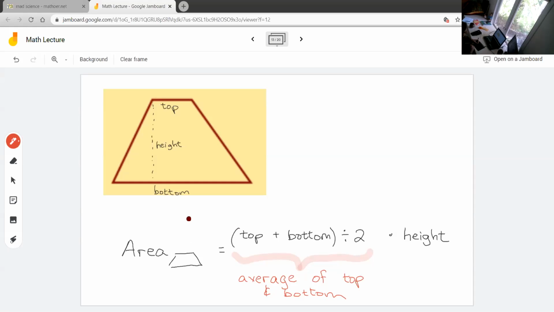So if it helps you to remember the formula, you can remember it this way. I'm taking the average of the top and bottom and multiplying by the height. And that sort of emphasizes that the top and bottom are equal. It's not like one has more priority or importance than the other. I'm just averaging them.